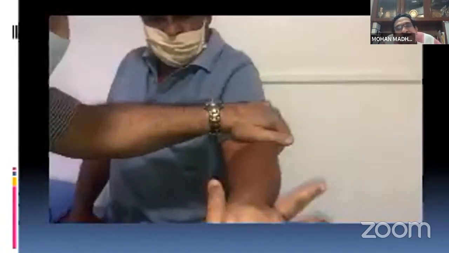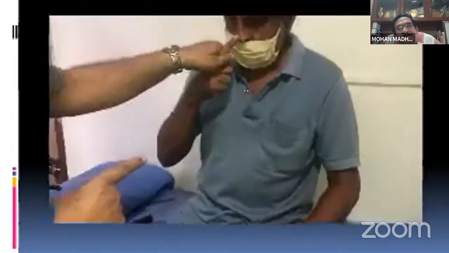Very clumsy movement. Most of the muscles are all normal power.